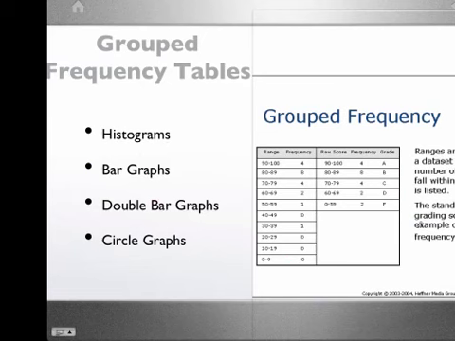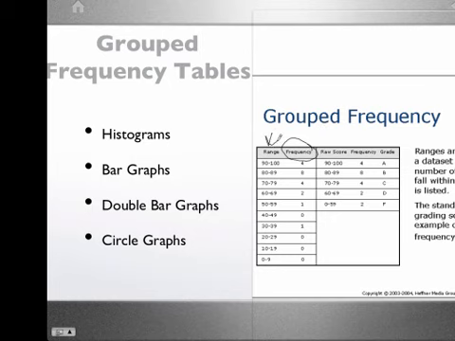All right, our next type of data set visual display would be our grouped frequency tables. Now notice over here I've got 4 different types of displays written or included. We've got histograms, bar graphs, double bar graphs, and circle graphs. As we're talking about grouped frequency, I'm going to show you this example here. Anytime you draw a frequency table, you have to include the actual frequency itself. Otherwise, it's not a frequency table.